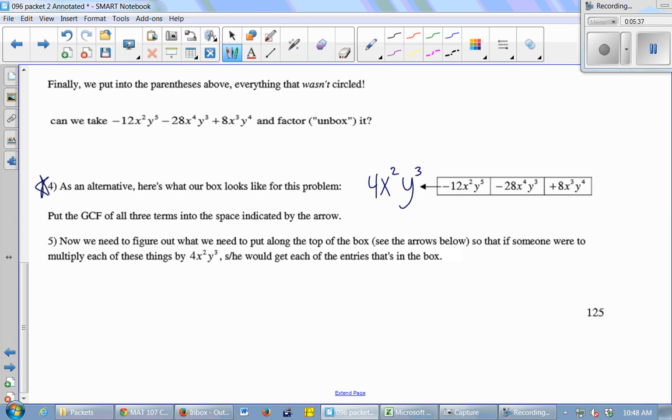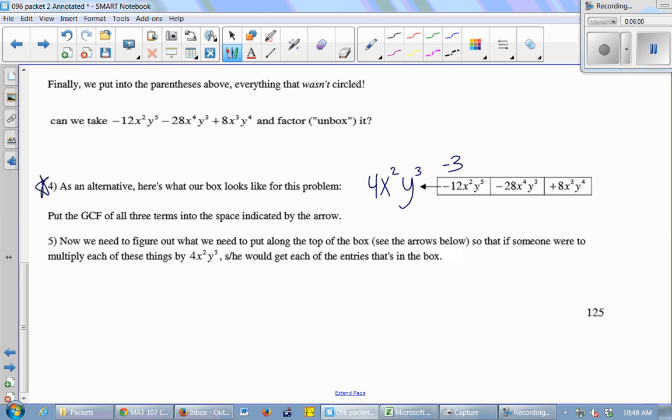Then I have to figure out, what do I put along the top so that when I multiply this times this, I get this, right? I have to figure out what goes along the top so I get the products in the boxes. So we think about what's missing, right? So what do you have to multiply 4 by to make negative 12? Negative 3. So negative 3 has to go up there.